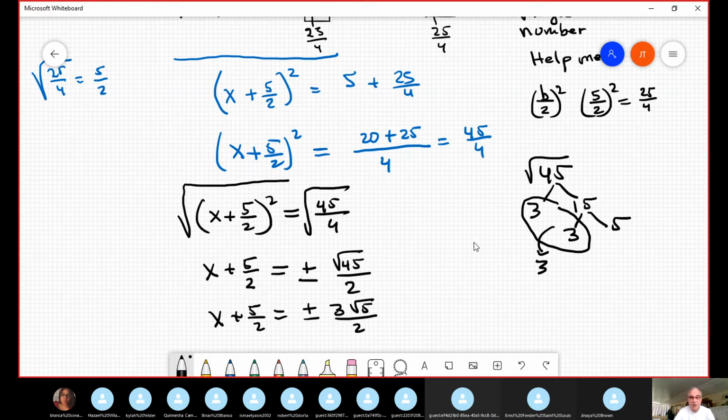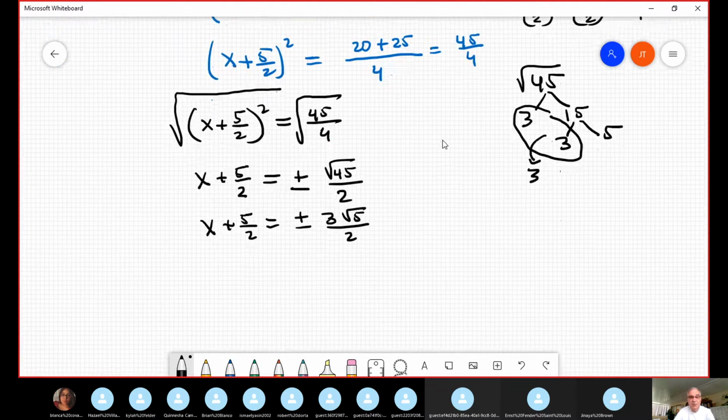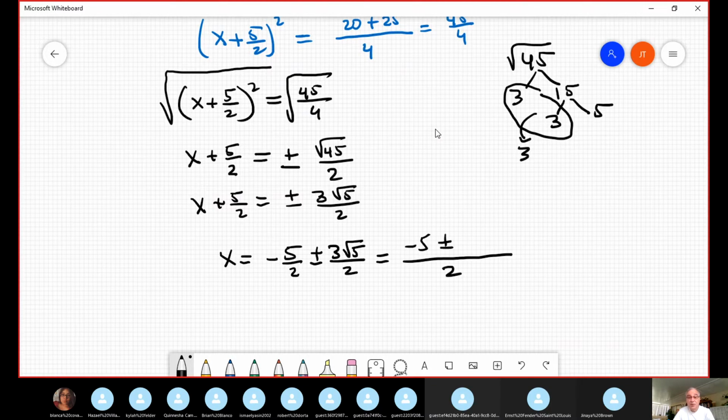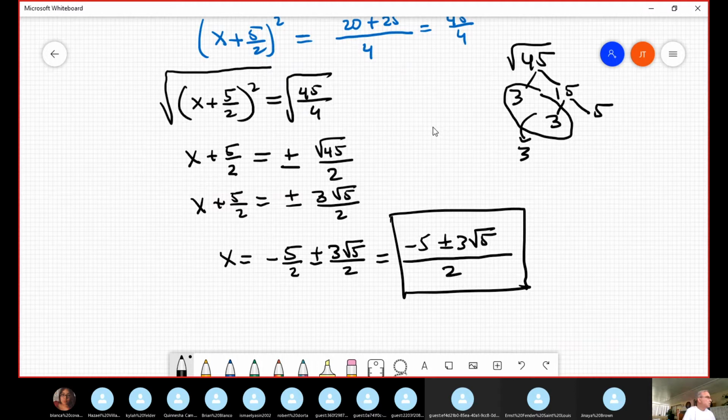Finally, I move 5 over 2 to the other side. We have negative 5 over 2 plus or minus 3 radical 5 over 2. Or some people prefer condensing this in only one common denominator, which is negative 5 plus or minus 3 radical 5, all over 2. End of the story. And this solution is an irrational solution. Irrational.